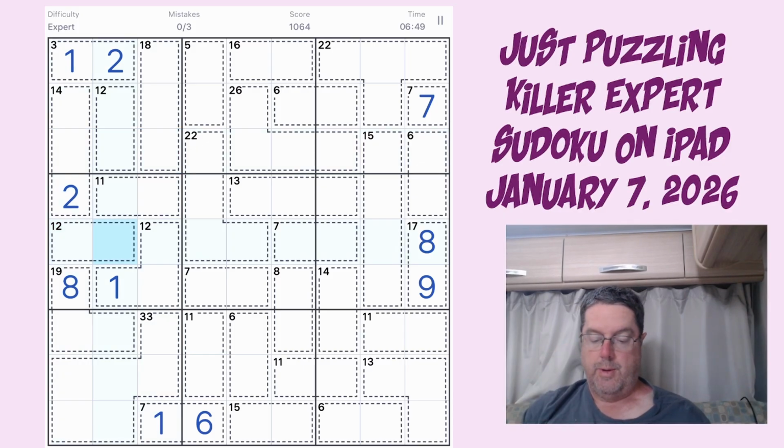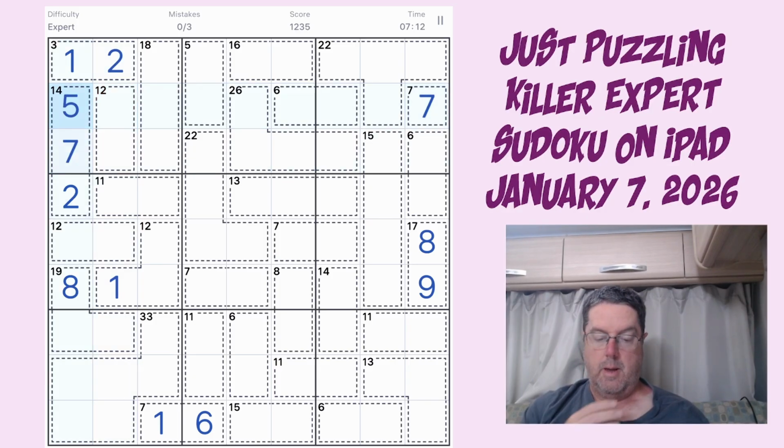So 4 and 7 are here, which means 5 and 6 are here. 5 and 6, so this is 9 and 3. So 9 and 3 can be here, which means 9 and 3 can't be here, because that's the 9 and 3. So this is 6, 9 and 3, 8 and 4, 7 and 5.